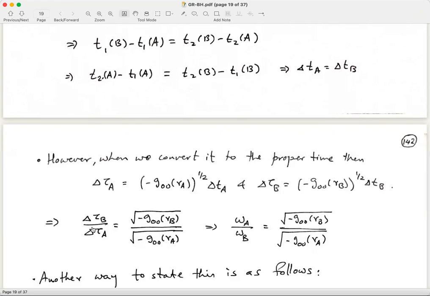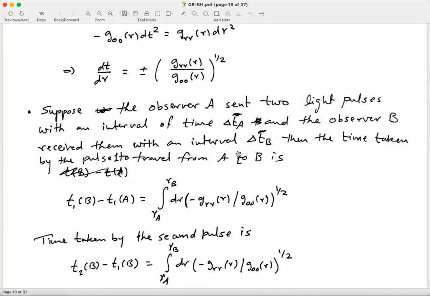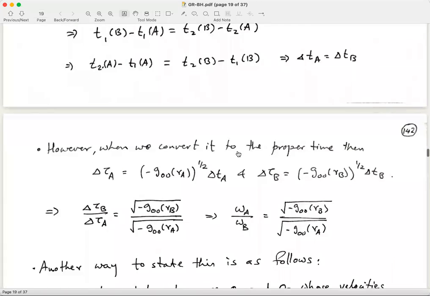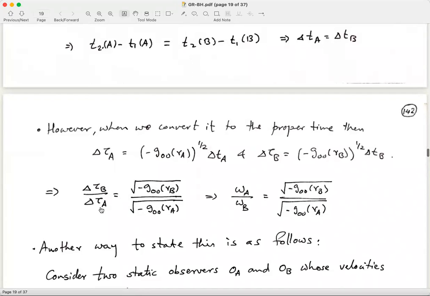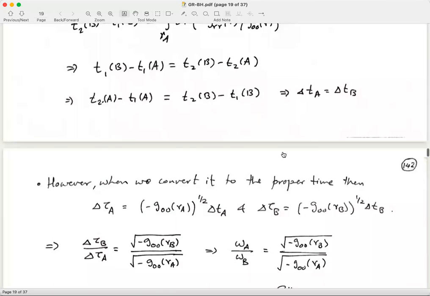But this quantity delta tau B is kind of a frequency, right? Because what are we doing? We are sending two pulses which are separated by some time interval. If you are asking what is the rate at which the pulses are being sent, then the inverse of that would be a frequency. So delta tau B is like 1 over omega B. That is why this expression can be inverted and written as omega A upon omega B is equal to square root of minus G00 at RB upon square root of minus G00 at RA. That is the statement we made some time ago, that omega A upon omega B is equal to G00 at RB upon G00 at RA, square root of that.